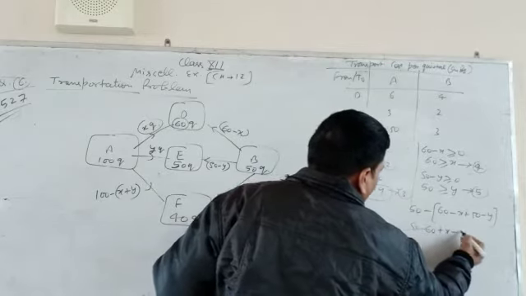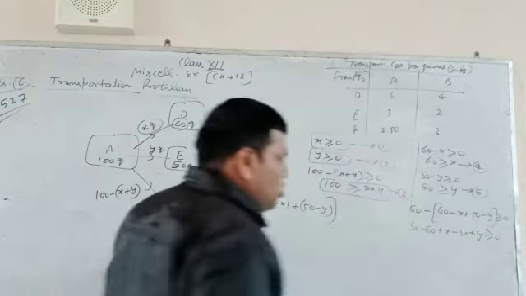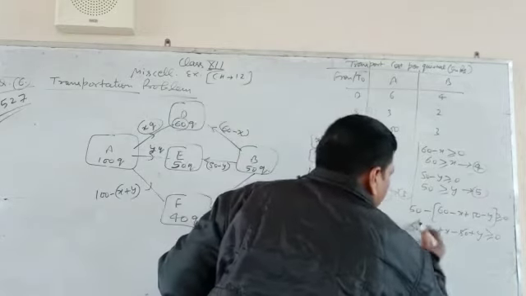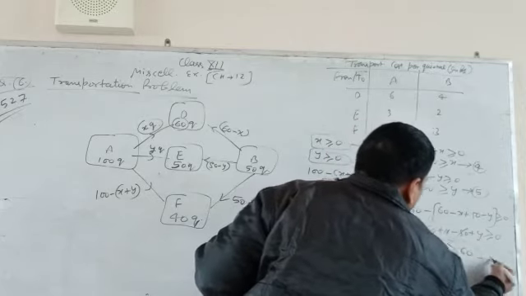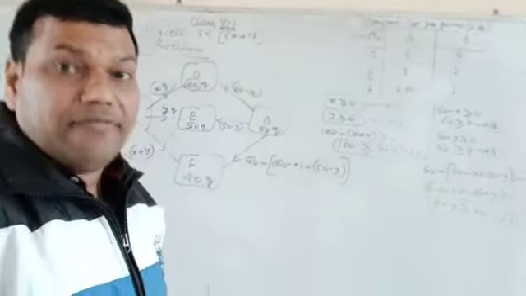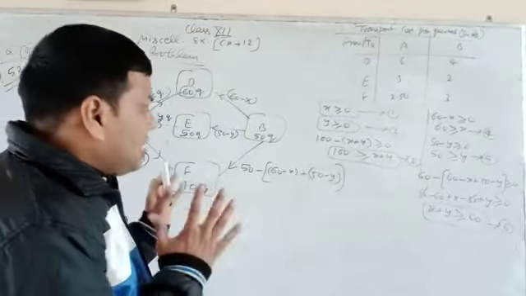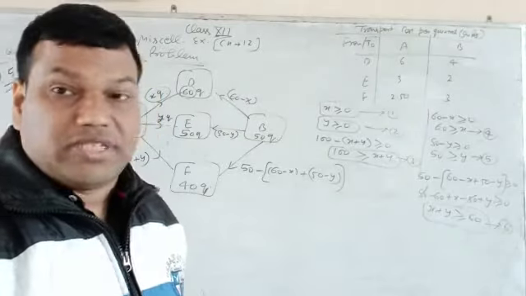And the last one, 50 minus the bracket. If you solve these brackets, 50 minus (60 minus x) minus (50 minus y) must be greater than or equal to 0. So you can have this calculation: x plus y is greater than or equal to 60. This one is the sixth one. Once you have all the 6 equations, you also have to find the objective function.